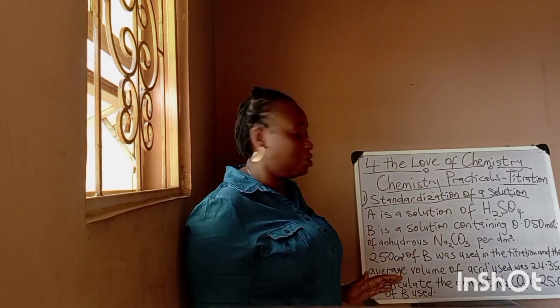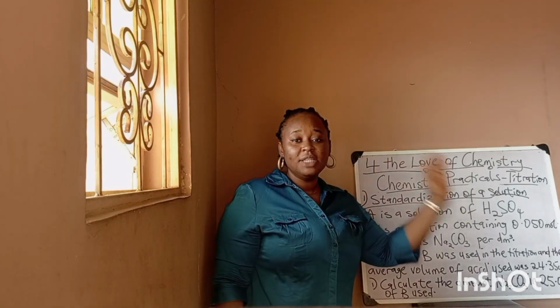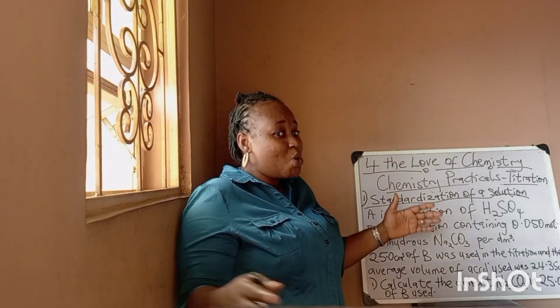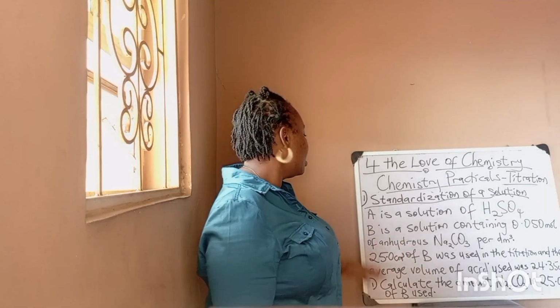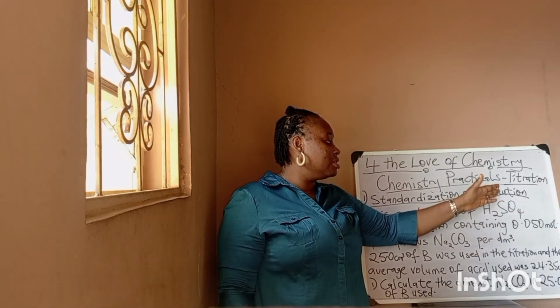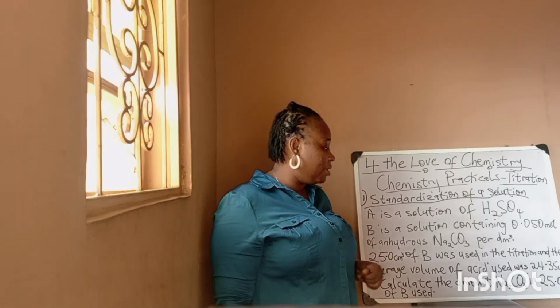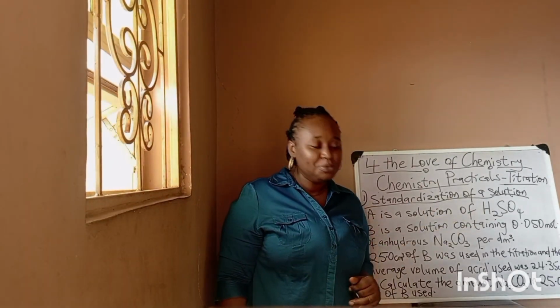So we have a question on the board. It says A is a solution of tetraoxosulfate(VI) acid. We are not told the concentration. While B is a solution containing 0.050 moles of anhydrous sodium trioxocarbonate(IV) per dm cube.